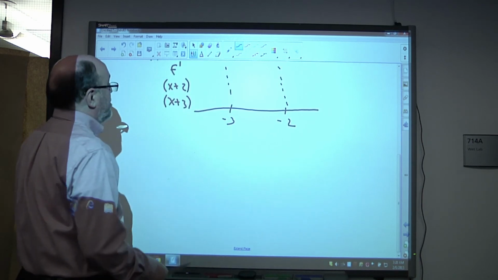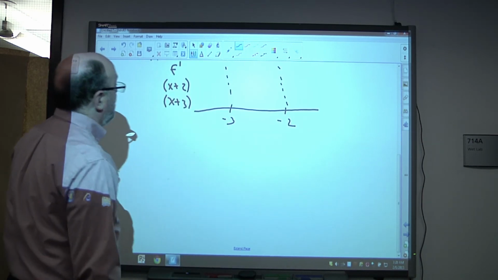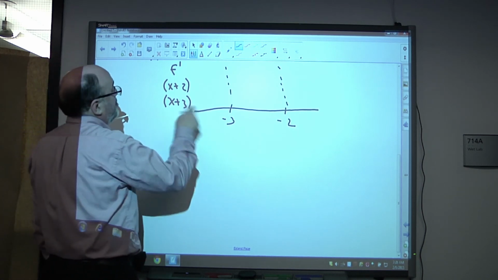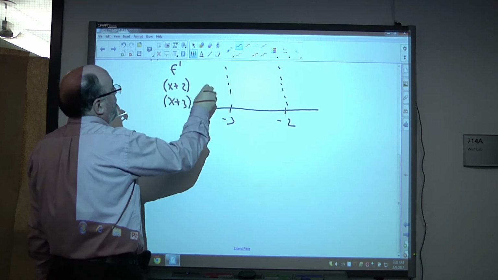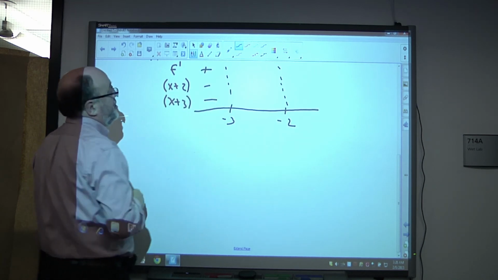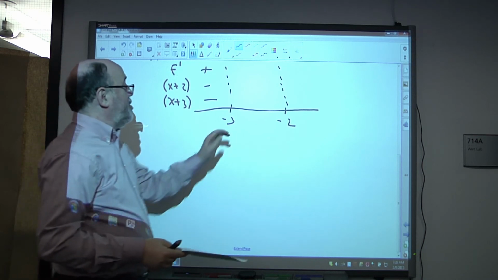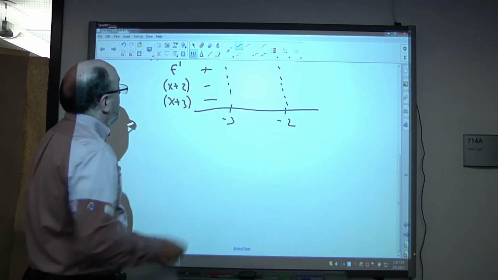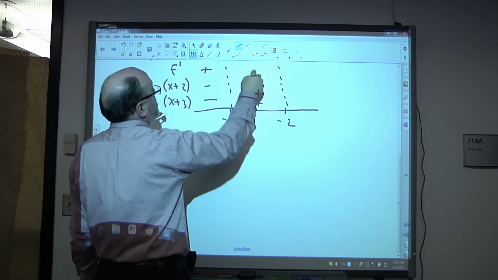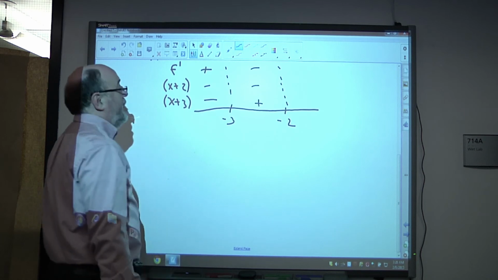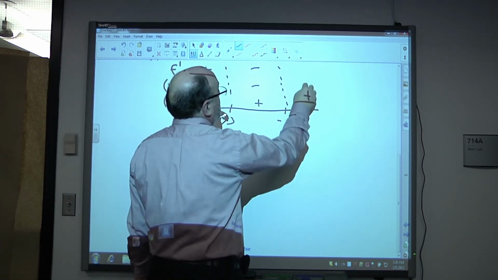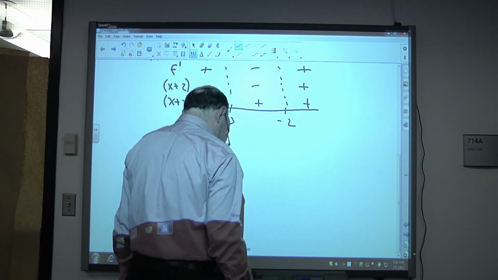So now, if x is a number less than negative 3, it helps to pick a number. Let's say negative 10. Well, if I plug in negative 10 in here, this will be negative. That'll be negative. And a negative times a negative is a positive. Okay? Now we go between negative 3 and negative 2. Well, this will be positive. This will be negative. And a positive times a negative is a negative. And now lastly, a number greater than negative 2. Everything here now will be positive.